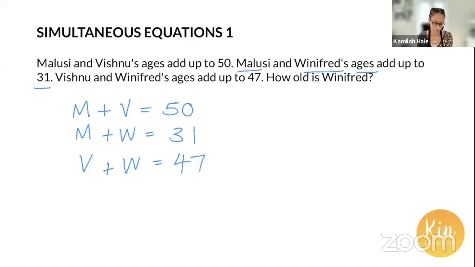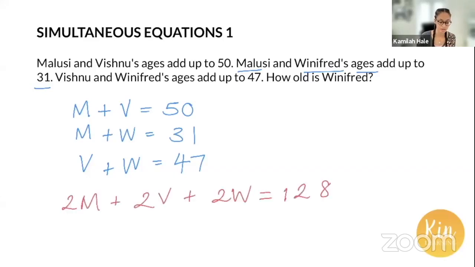Okay, so if I add all of the letters, I will have 2m, I'll have 2 V's, and I'll have 2 W's. So altogether, I get this. Okay, so I have 2m plus 2v plus 2w equals 128. So someone sent me 128 there. Good. Don't forget the letters. So can you copy that down for me if you're following along at home?